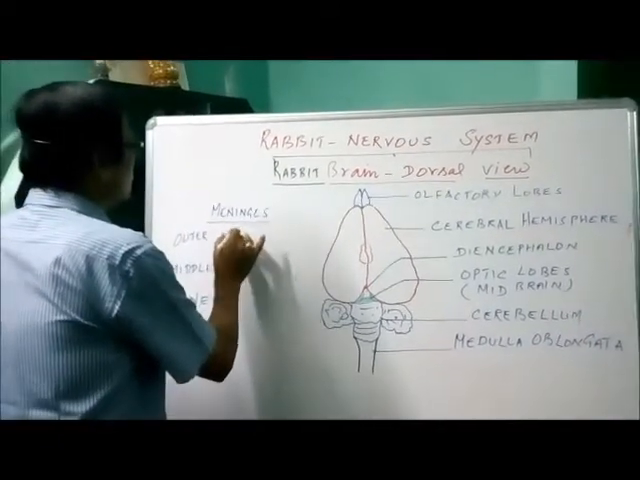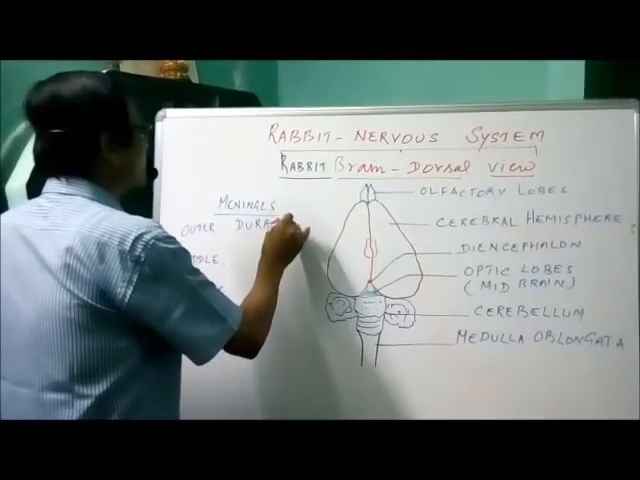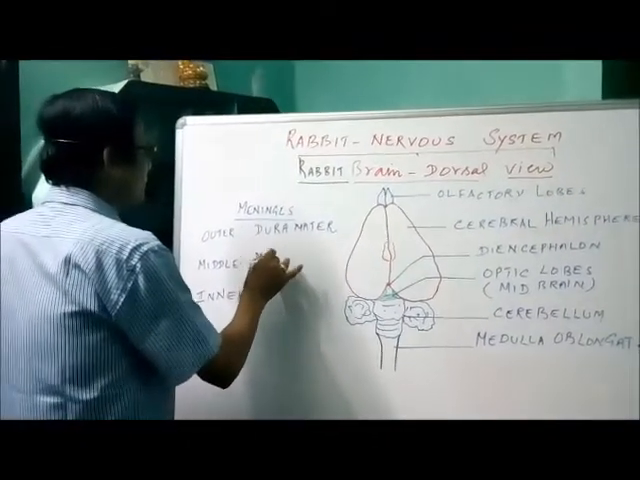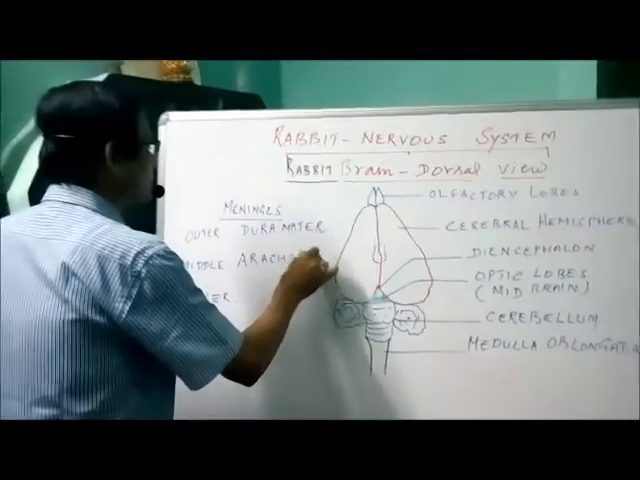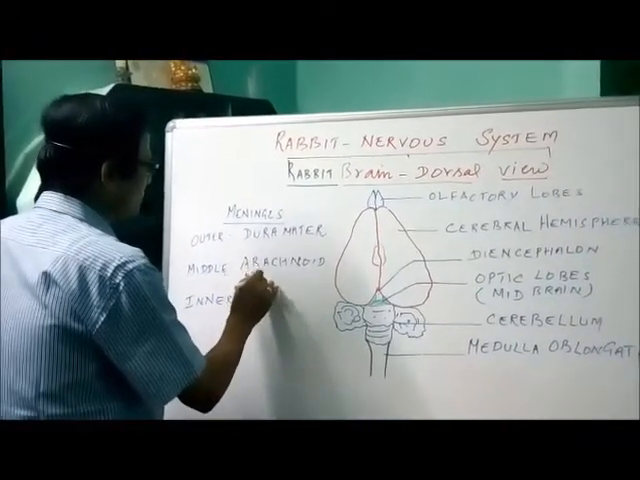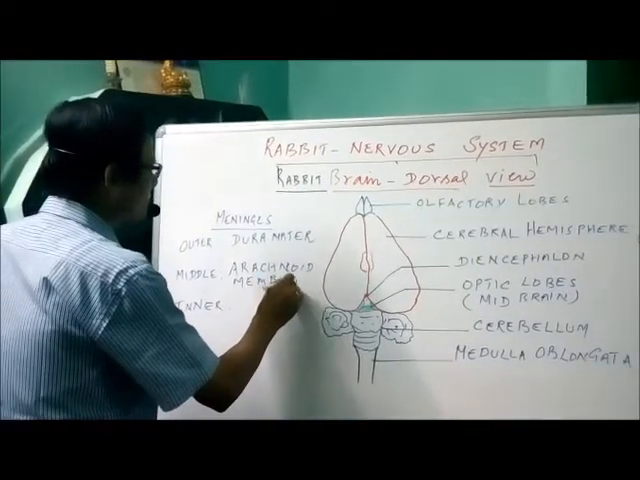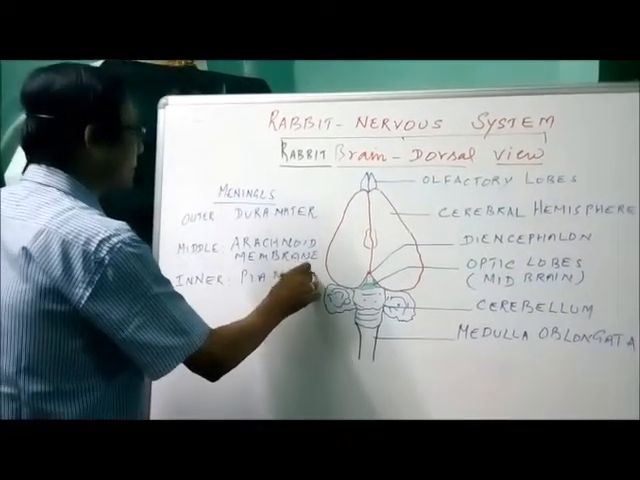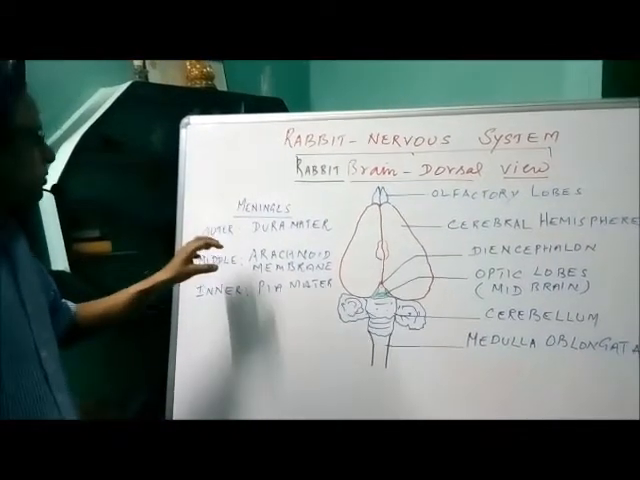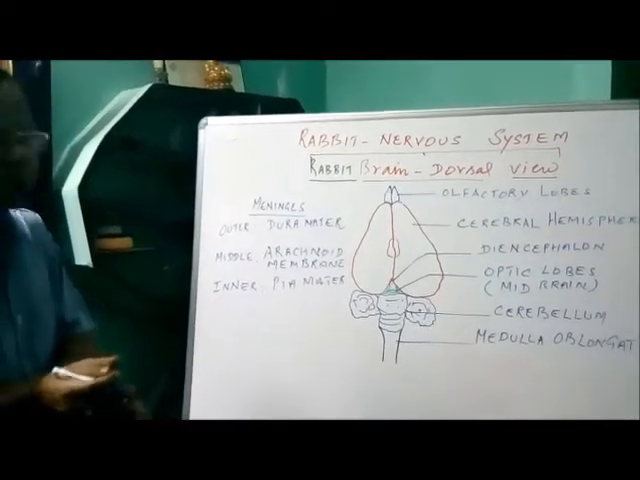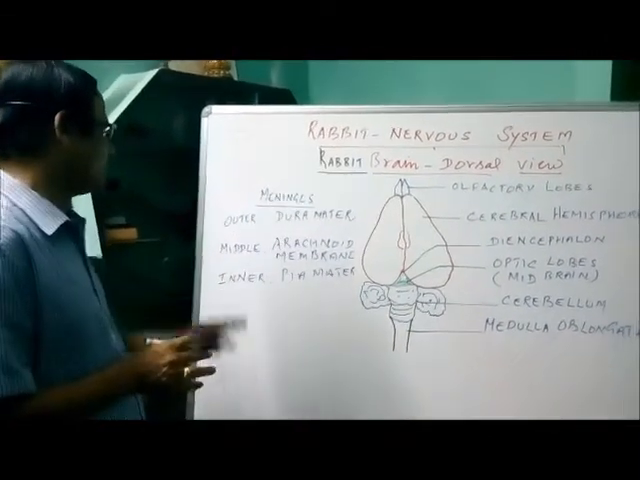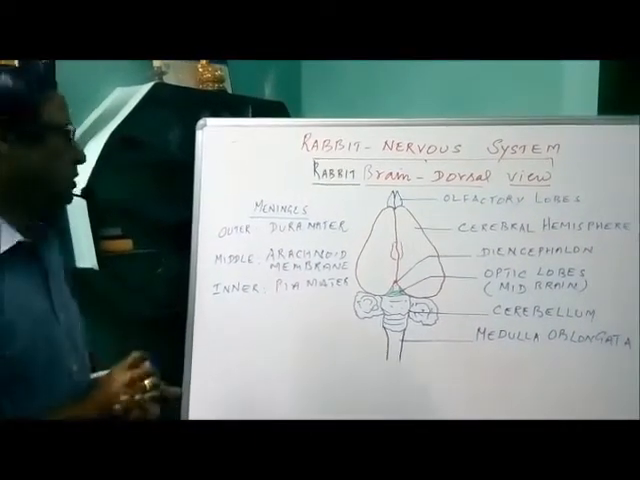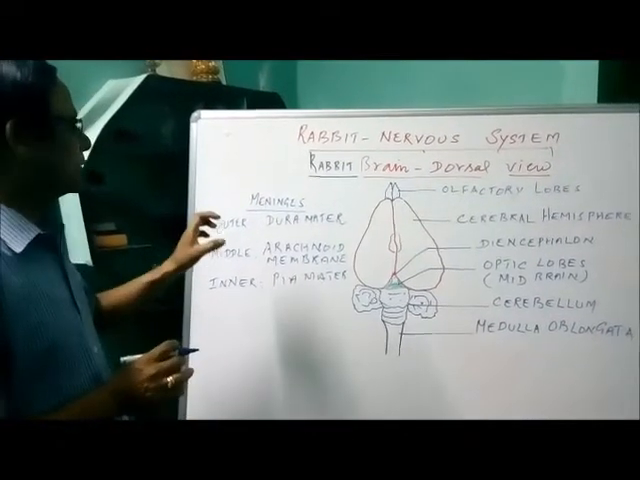The outer membrane is called dura mater. The middle membrane is called arachnoid membrane. And the innermost one is called pia mater. So these are the three connective tissue membranes covering the whole central nervous system, that is brain and spinal cord: outer dura mater, middle arachnoid membrane and inner pia mater. Not matter, this is mater, only one T, M-A-T-E-R. So that's about the meninges.